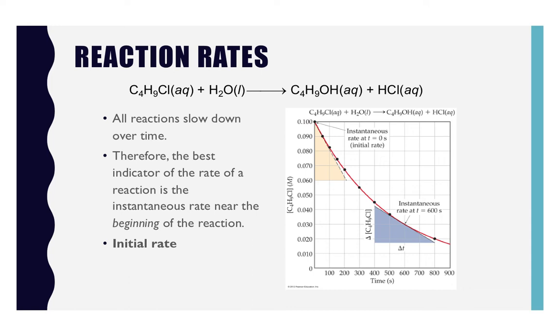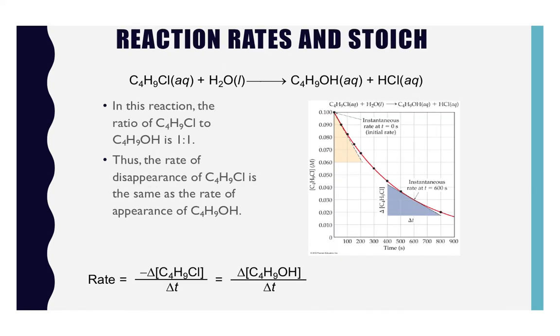Therefore, if we're thinking about rates and how to report the rate of a reaction, the best way to do that is to record the rate at the very beginning of the reaction, which we call the initial rate. And that initial rate will become important to us, especially in the next few days as we start talking about rate laws. How do we relate rates to stoichiometry?